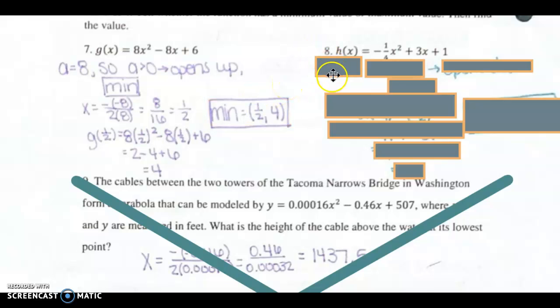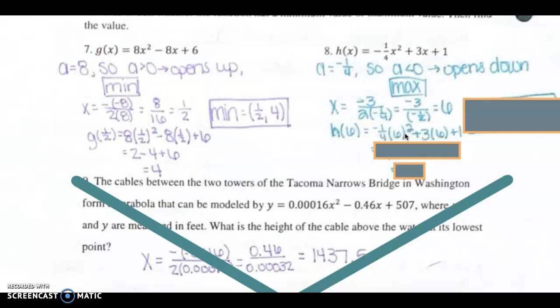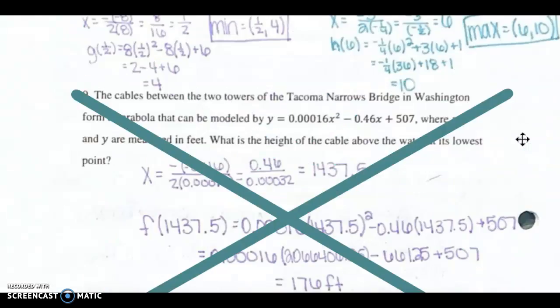And the last one, our a value here is -1/4. So a is less than 0, which makes it open down. Remember, when they open down, they have a max. So let's find our x value. -b/2a gives us 6. Plug in 6 to your function. We get 10. So our max value is at 6, 10. Okay, we're not doing that one.